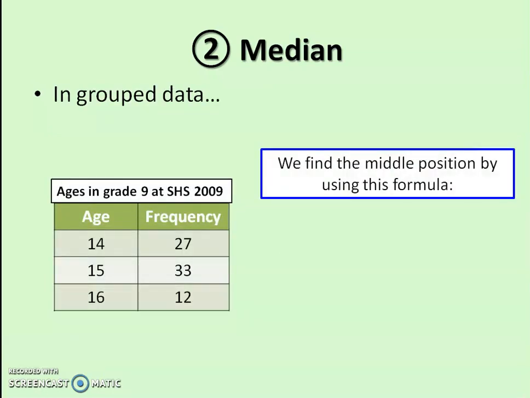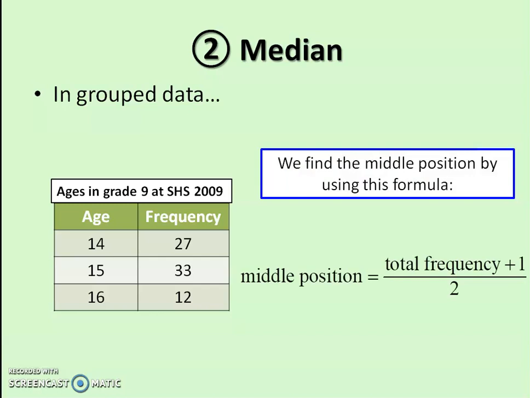This is the formula that shortcuts where the median is. If you take the total frequency, add 1 and divide by 2. Why are you adding 1? Why are you dividing by 2?